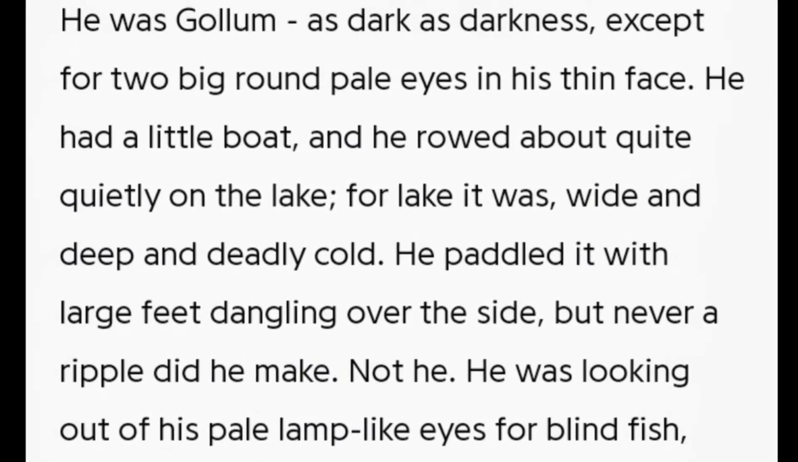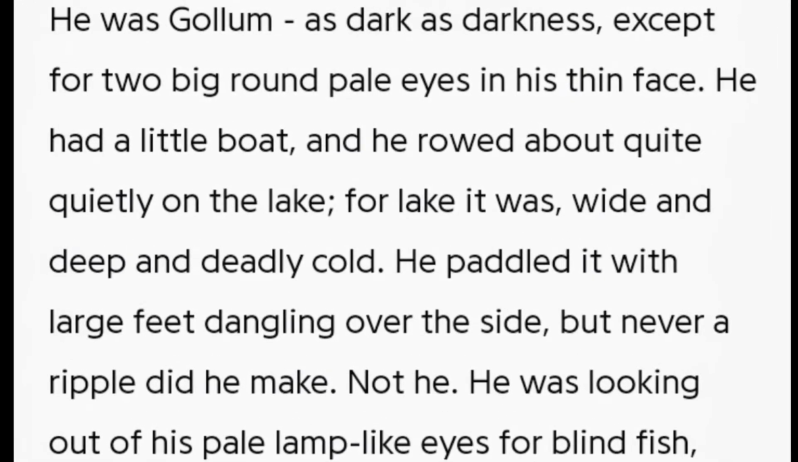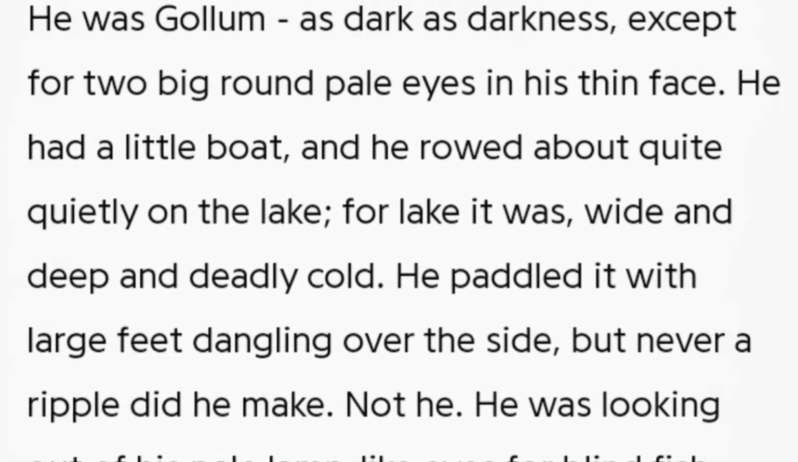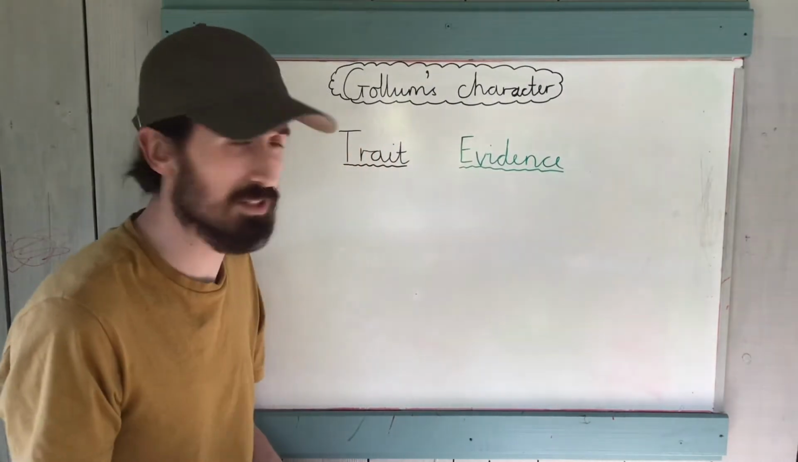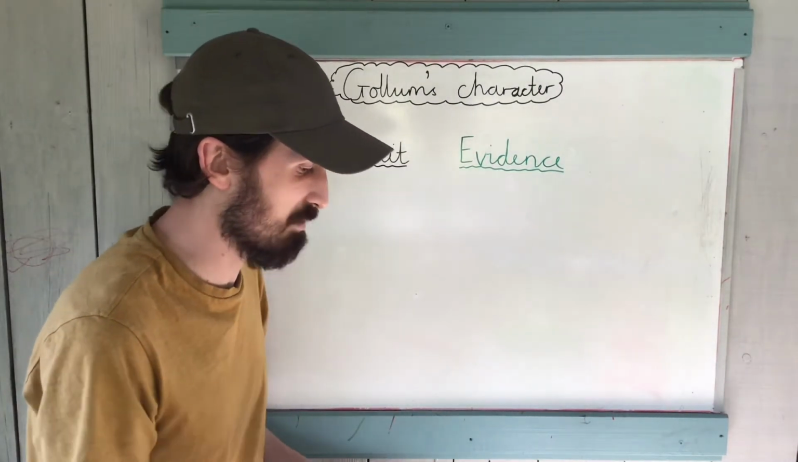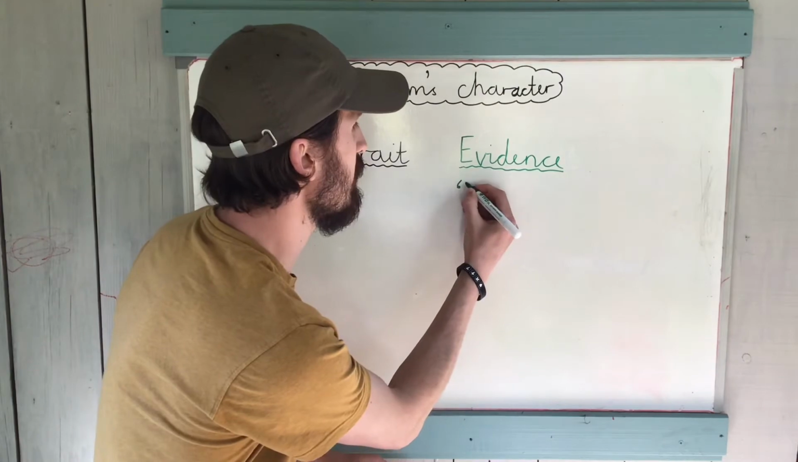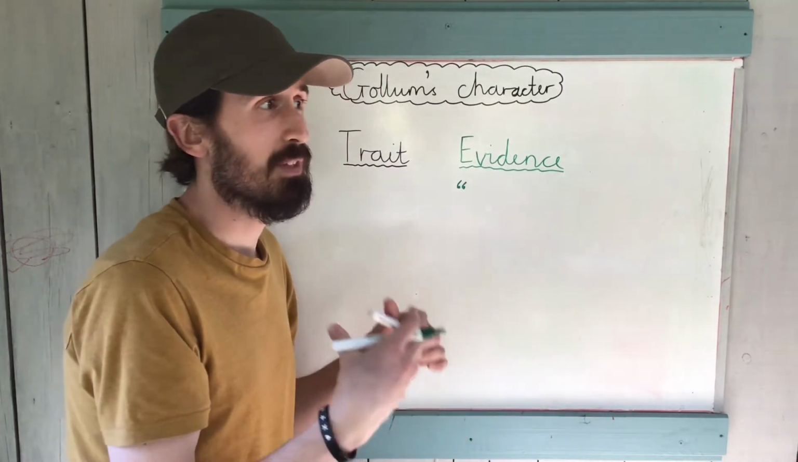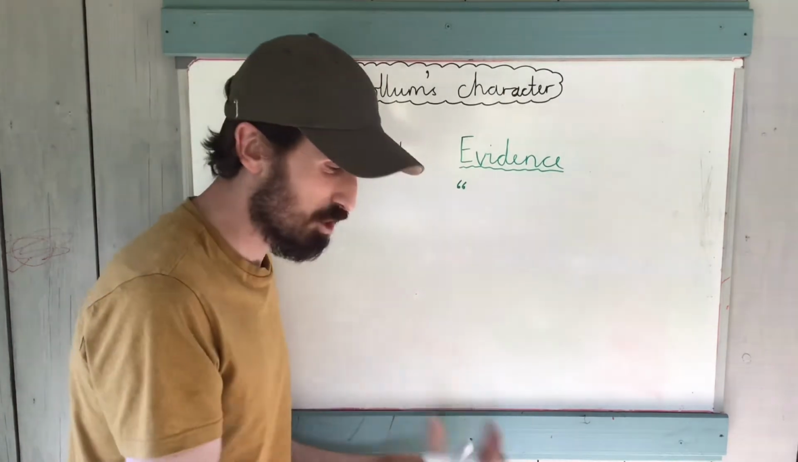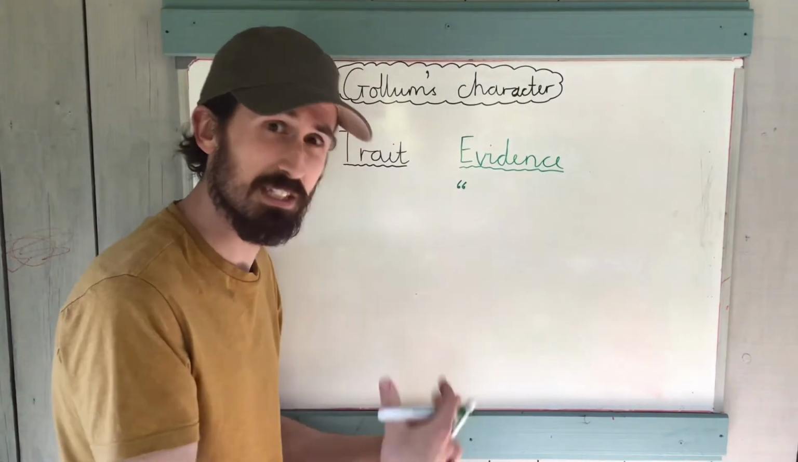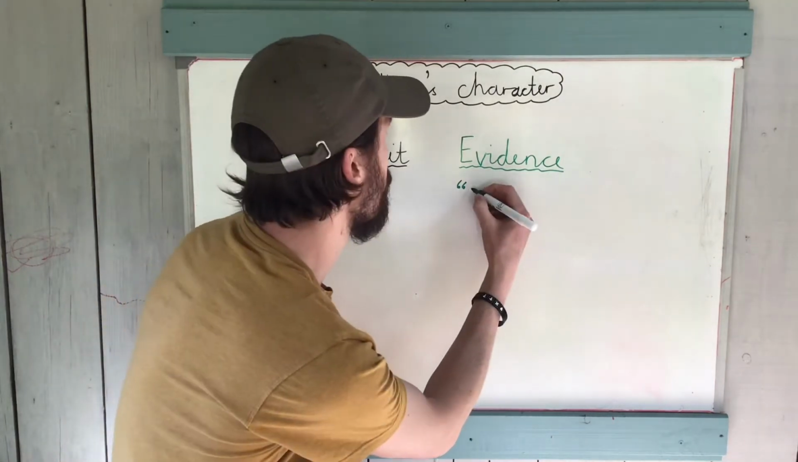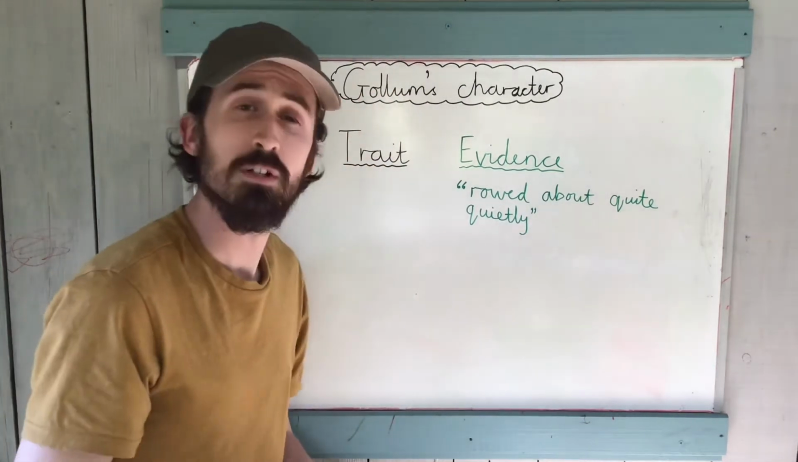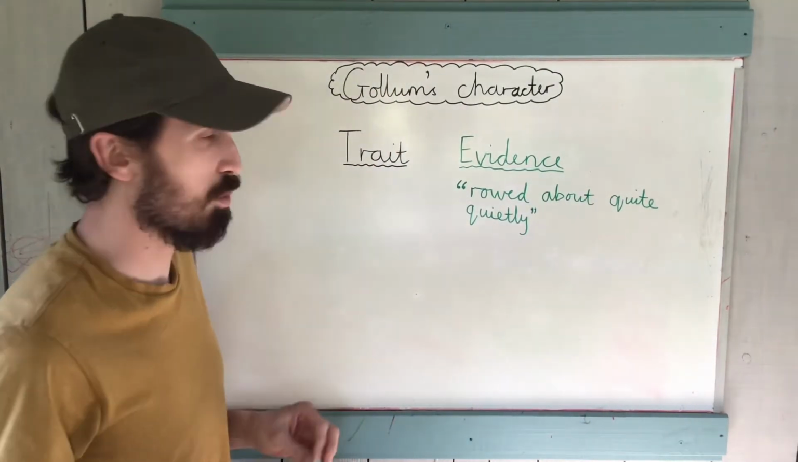"He had a little boat, and he rowed about quite quietly on the lake, for lake it was, wide and deep and deadly cold." Now straight away we could be considering some of this evidence. You'll often find that the evidence we can write out in quotation marks like this and just copy it directly from the text. So let's see if I can get that jotted down nice and quickly here. Okay, so we've got the evidence there that he rowed about quite quietly.